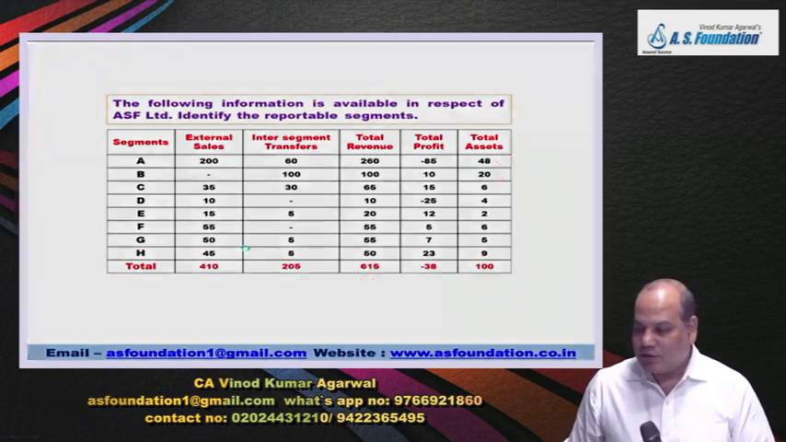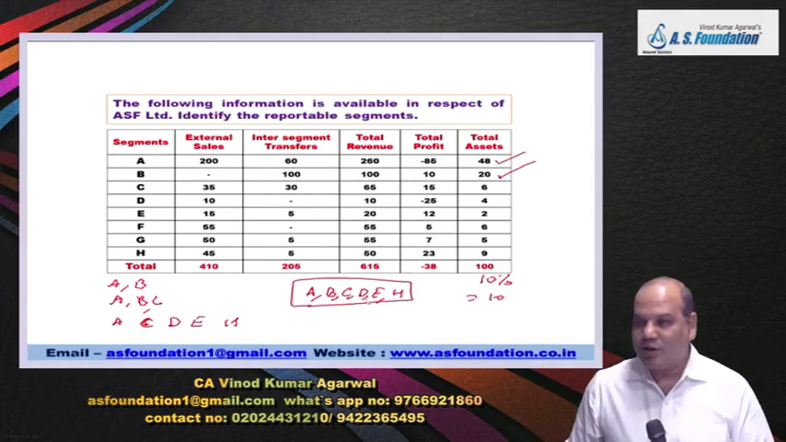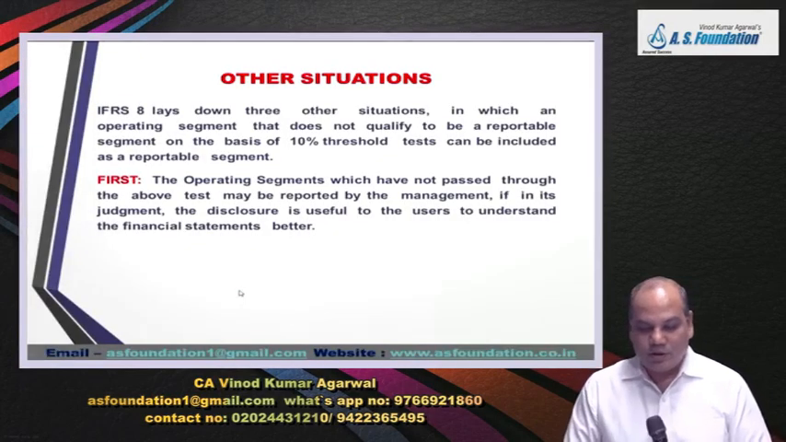Wait, the standard has something more to say. Normally students will stop here and they will say A, B, C, D, E, H are reportable segments. But your answer is incomplete. It's not wrong, but it is incomplete. And out of 8 marks, you may get 4 marks.